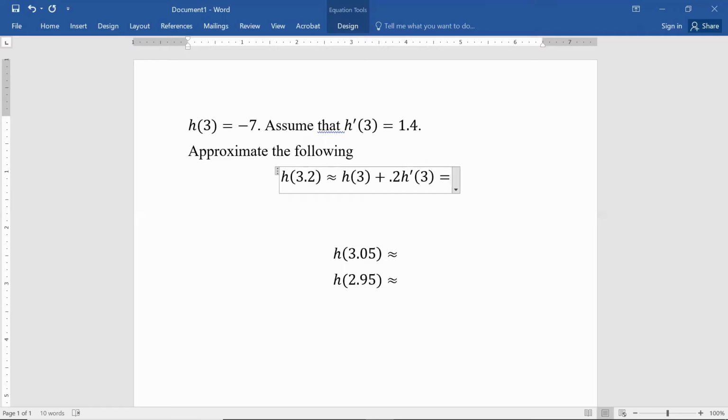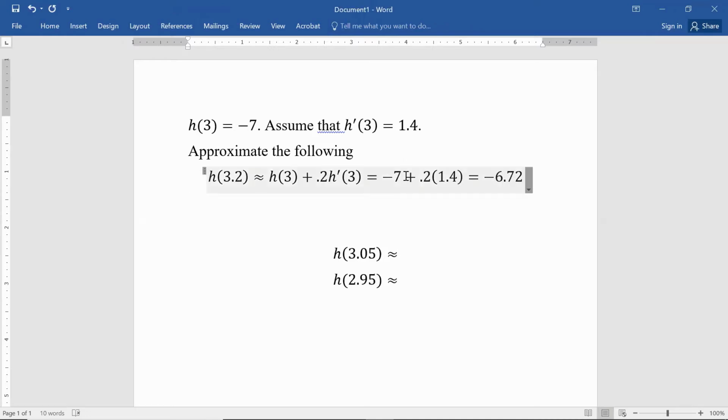So we end up with -7 plus 0.2 times 1.4. If you take -7 plus 0.2 times 1.4, you end up with a -6.72. So the approximation of h at x value 3.2 is a -6.72.